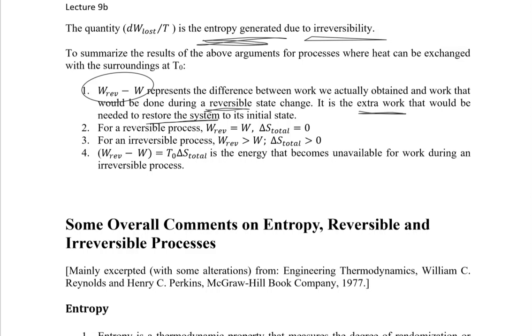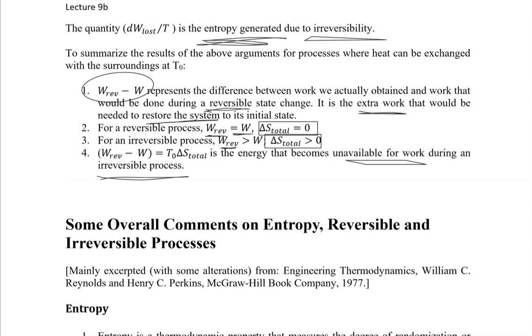For a reversible process, if the reversible work is equal to the actual work, the lost work will be zero and there will be no entropy change in the system and surroundings. For an irreversible process, as the reversible work is greater than the actual work, there is entropy generated, and that is entropy generated due to lost work. This one is W reversible minus W actual equal to T naught delta S total, which is the energy that becomes unavailable for work during an irreversible process.